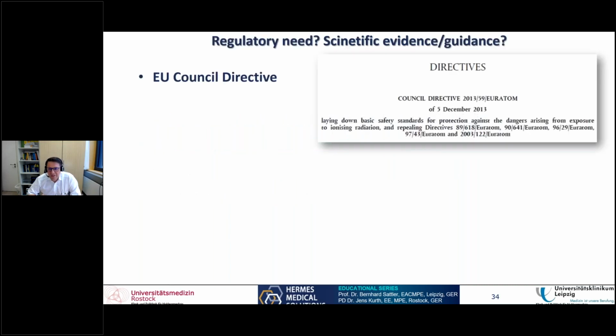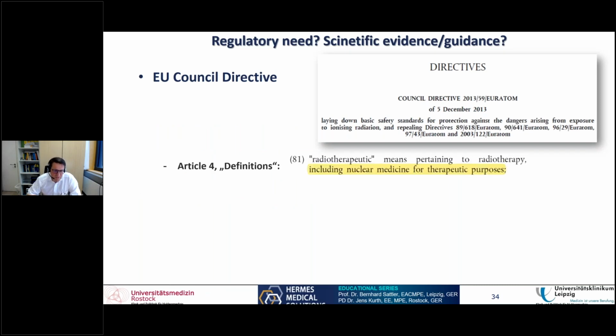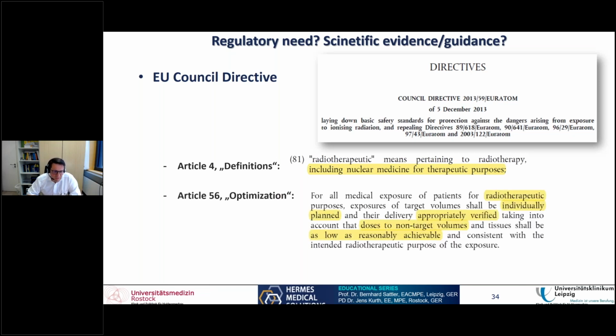But first, there is our directive that we know all by heart. Article 4, in its definitions, says that radiotherapeutic means radiotherapy, including nuclear medicine for therapeutic purposes. Very general, but binding. Article 56, optimization, says that radiotherapeutic exposures need to be individually planned, appropriately verified, and doses to non-target volumes need to be as low as reasonably achievable.